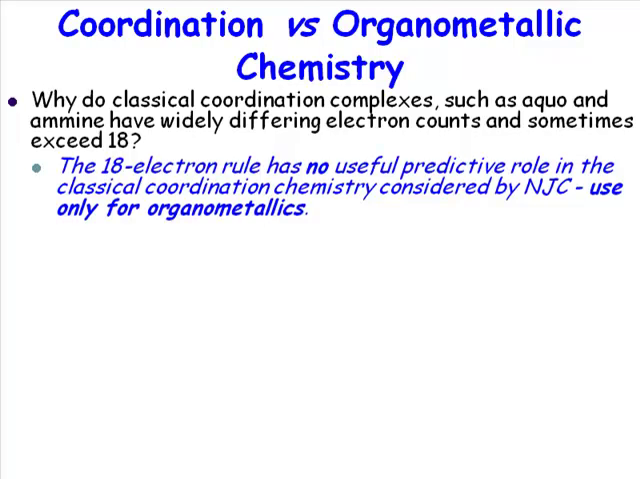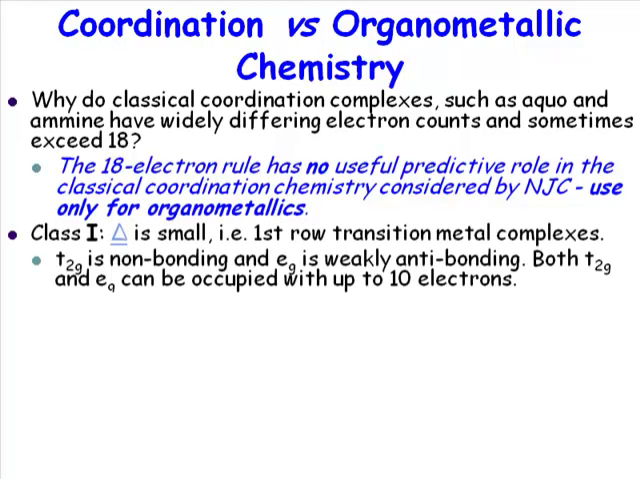So why is it then that this electron counting methodology is so important in organometallic chemistry and completely ignored, or completely irrelevant, when it comes to coordination chemistry? Okay, so don't try using it for classical coordination compounds. Well, in classical coordination chemistry, what you have essentially is a situation where the value of delta, remember delta, what is delta? Yeah, the value of the ligand field splitting is small.